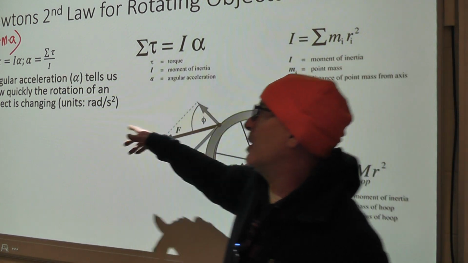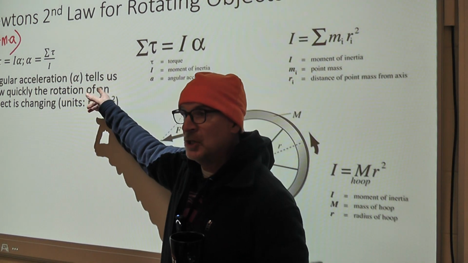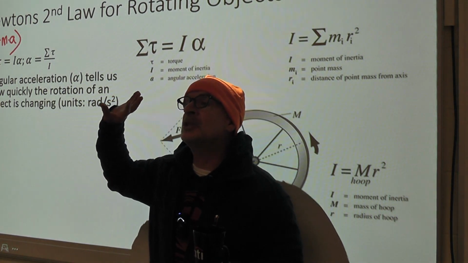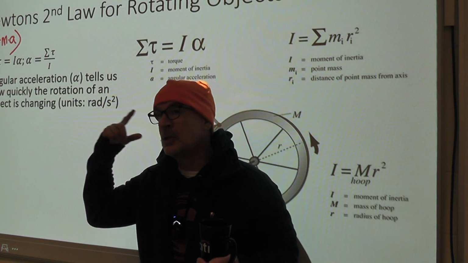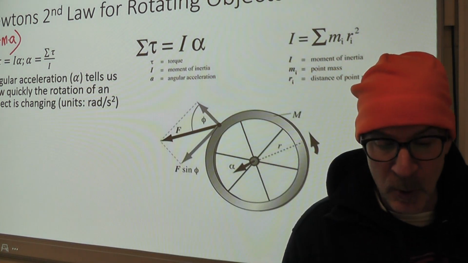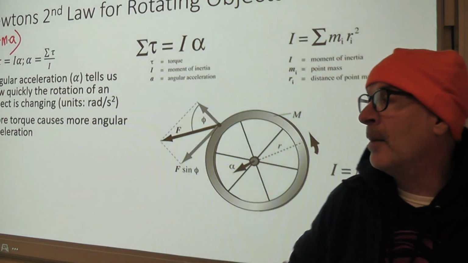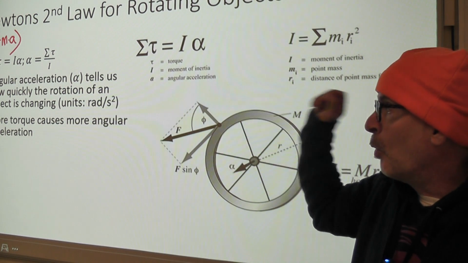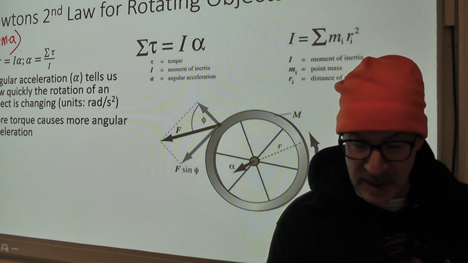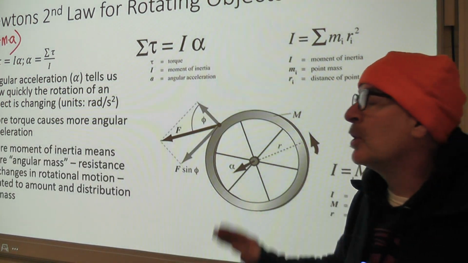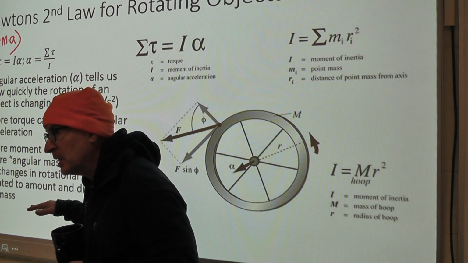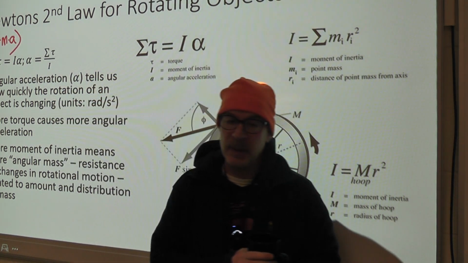So just remember that angular acceleration here is rotation. The units are radians per second squared. So we are thinking about a change in an object's rate of spinning, and angular acceleration is how quickly that happens. As I just said, the more overall torque there is, the greater the angular acceleration will be. And the greater the moment of inertia is, the less angular acceleration there will be.